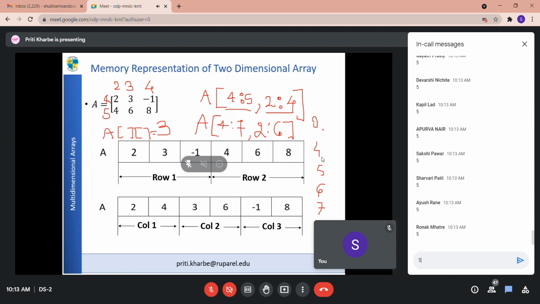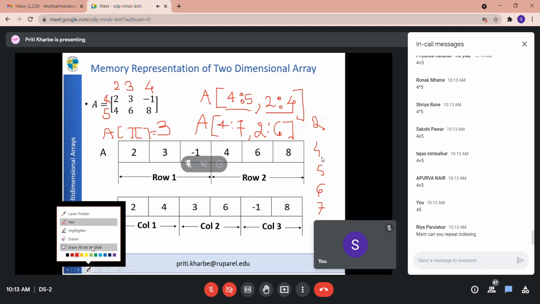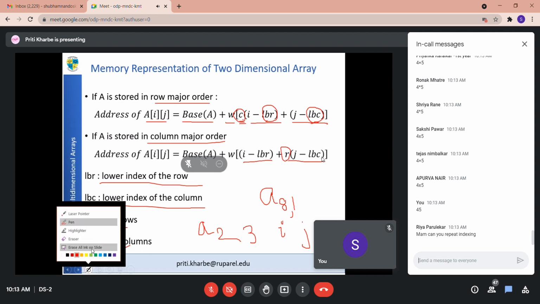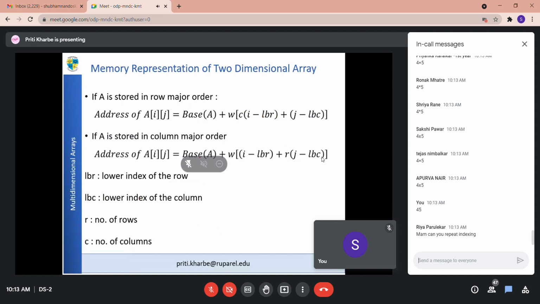So a question can be like this also. What will be dimension of this matrix? How do you write dimension? Something by something, right? Yeah, 4 by 5 will be dimension of this matrix. Okay, so this much is enough for doing your numericals. Now you are clear with all the terms. R, total number of rows. C, total number of columns. LBR, lower index of the row. LBC, lower index of the column. Base and W you already know. I and J.